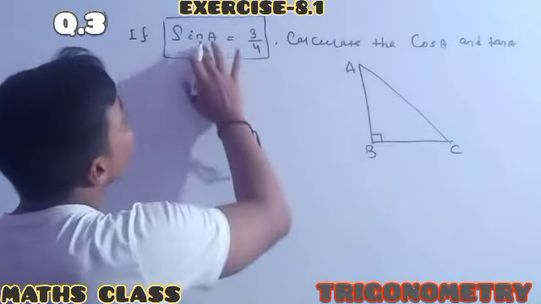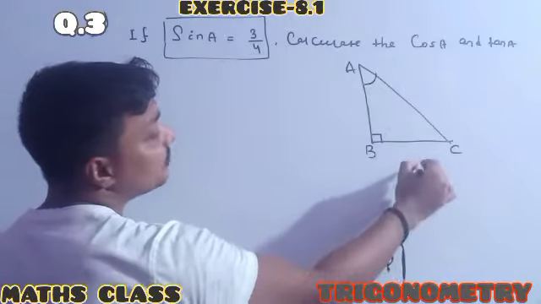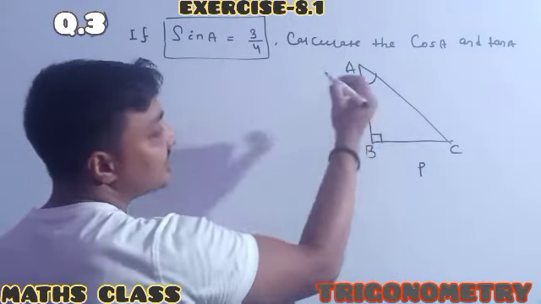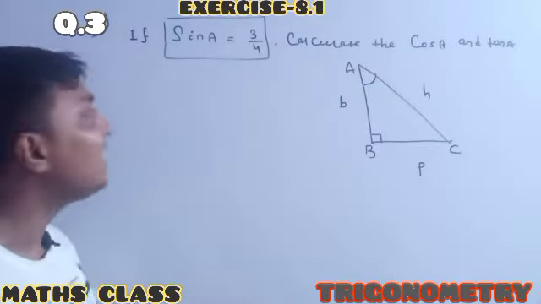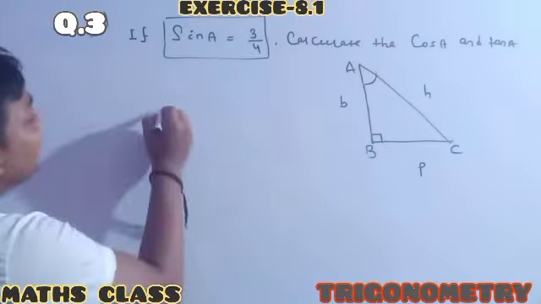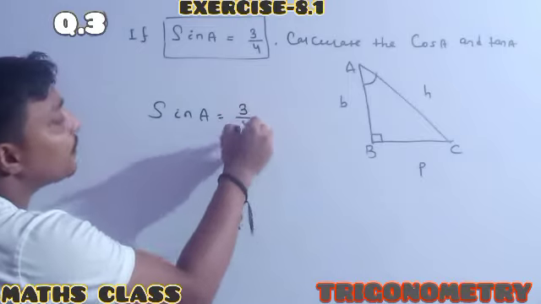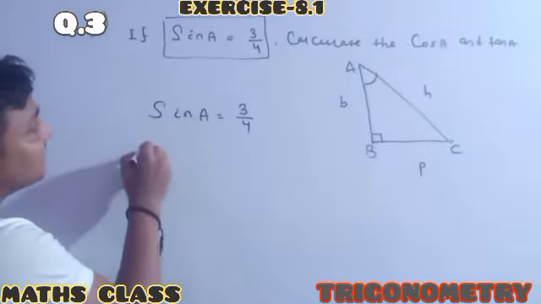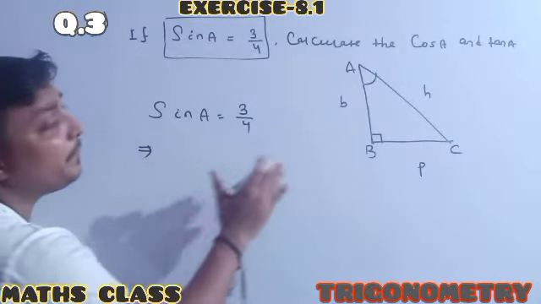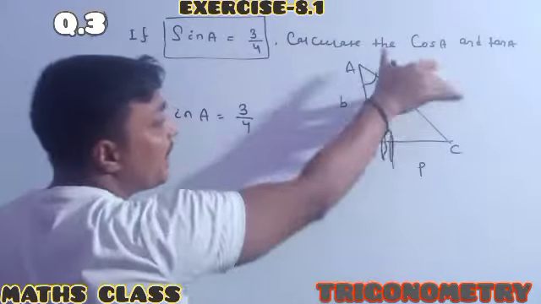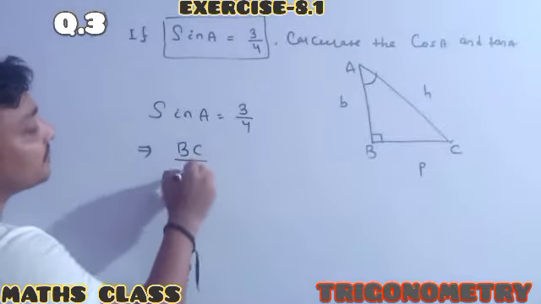See, here it is given that sin A is 3 by 4. Sin A means, for angle A, this one is P, this one is the adjacent side B, and this one is the hypotenuse H. It is very easy, everyone try to catch it. Sin A is 3 by 4, which implies the sin ratio is P by H. P means BC divided by H, otherwise opposite side divided by hypotenuse.